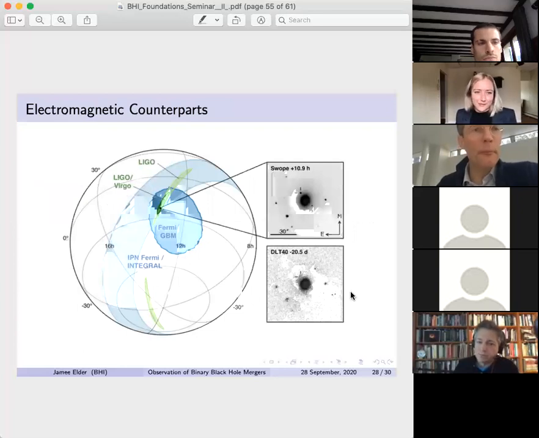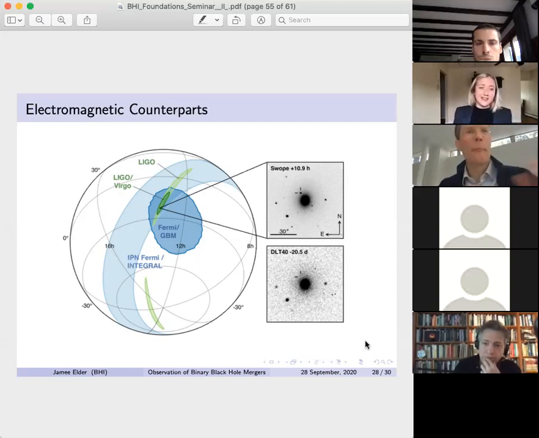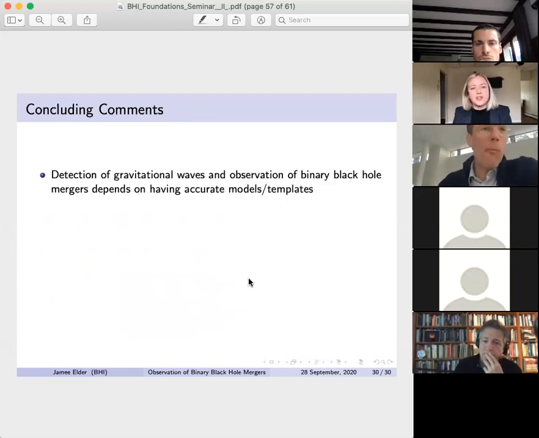Again, more tests are available once you have an event like GW170817. The fact that you have an electromagnetic counterpart provides some kind of check on the fact that everything's working well. And of course, you have the arrival times from the electromagnetic signal, and the gravitational wave signal provides a further test of GR. Now, yeah, I'll just go into my conclusions.